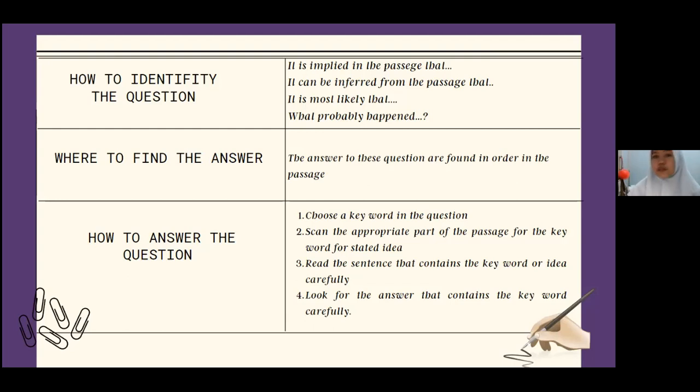So how to answer the question? First, choose a keyword in the question. Second, scan the appropriate part of the passage for the keyword or stated idea. Third, read the sentence that contains the keyword or idea carefully. And last, look for the answer that contains the keyword carefully. Let me give you an example.